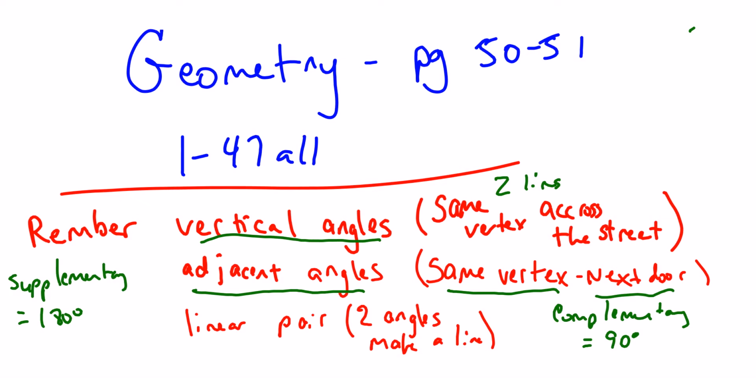Linear pair are two angles that make a line. So remember, all linear pairs are supplementary. And any two angles that equal 180 degrees are supplementary. Complementary is 90 degrees.